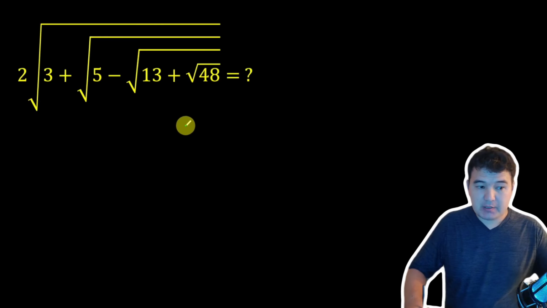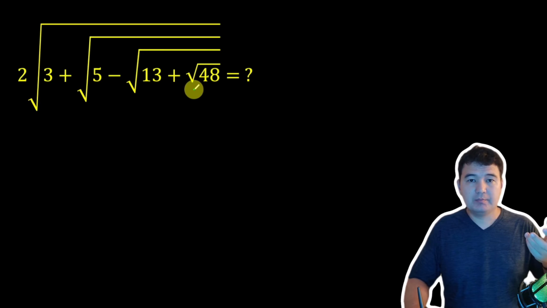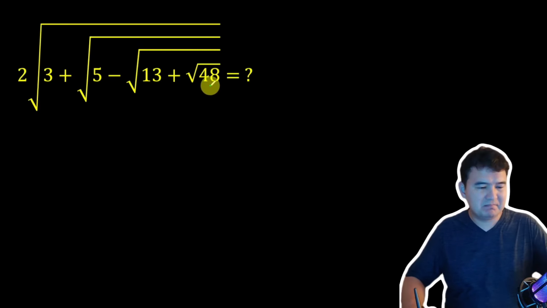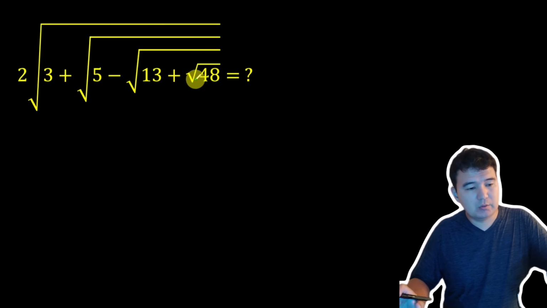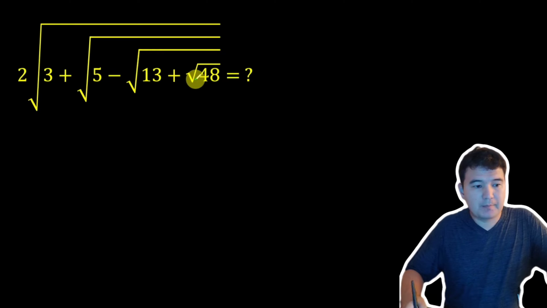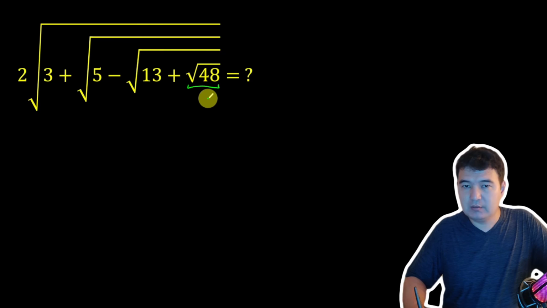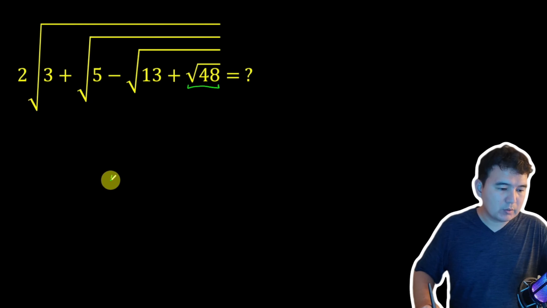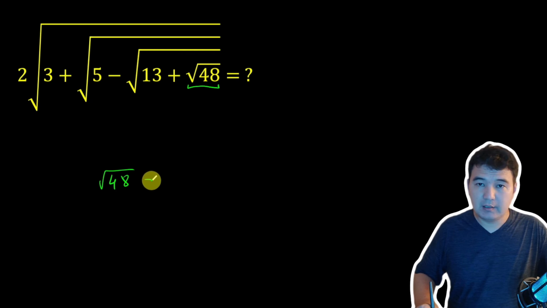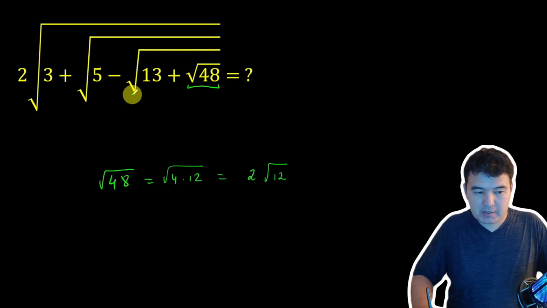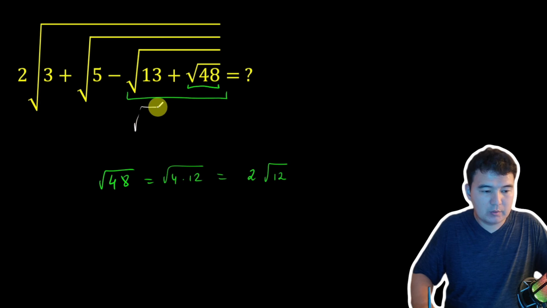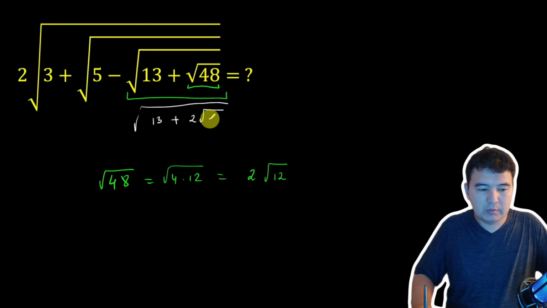Let's simplify this expression. Here we have one very important property of nested square roots. As always, when you have parentheses, you start with the innermost square root. So the square root of 48, I can rewrite it as, pay attention only to this part of the expression, square root of 13 plus 2 square root of 12.